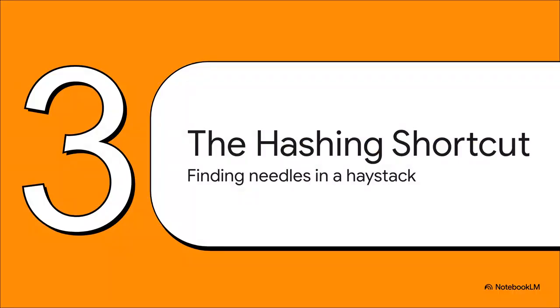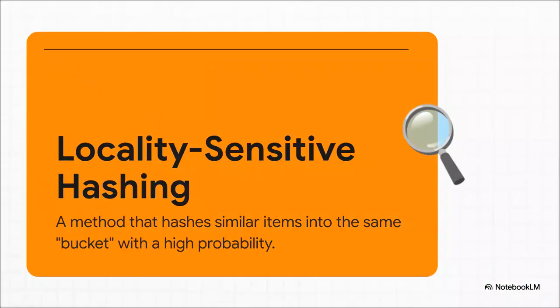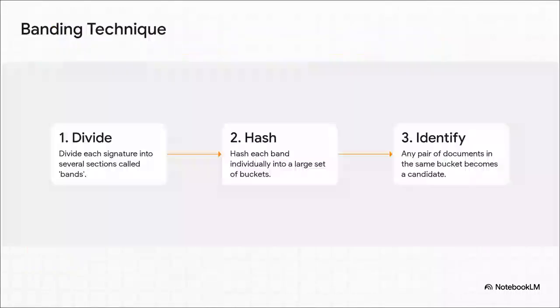But even with these small signatures, comparing every single one to every other one is still way too slow. And this brings us to the absolute heart of our explainer, the hashing shortcut itself, locality-sensitive hashing. Okay, so you know how with normal hashing, you try really hard to avoid two different things ending up with the same hash value? They're called collisions, and they're usually bad. Well, LSH flips that on its head. It's actually designed to make similar items collide, to put them in the same bucket, while making sure dissimilar items end up in different buckets. So how does it do that?